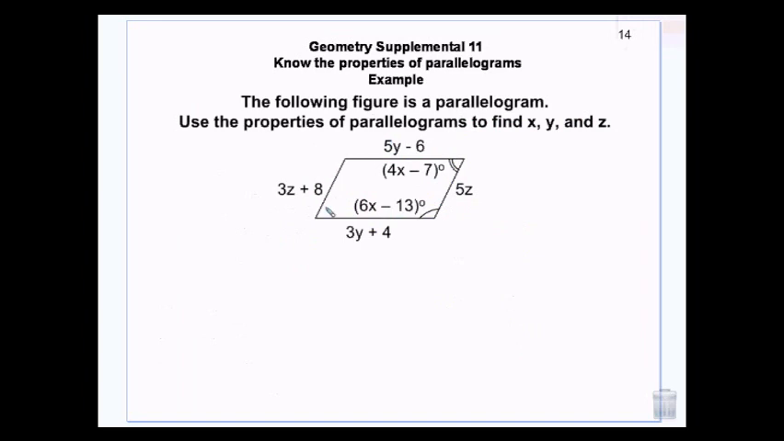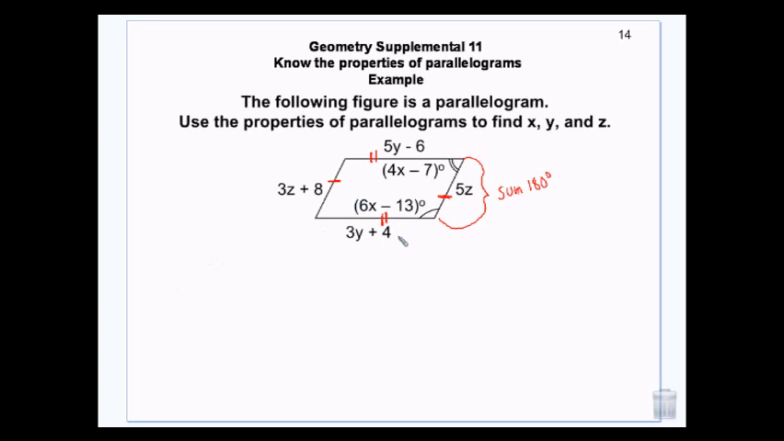Use that information to solve this parallelogram. All right, there's a lot going on here, right? Well, what we know is that this side and this side are congruent. And we know that these two sides are congruent. And that these two angles together will add up to 180. So congruent means they're equal, right?